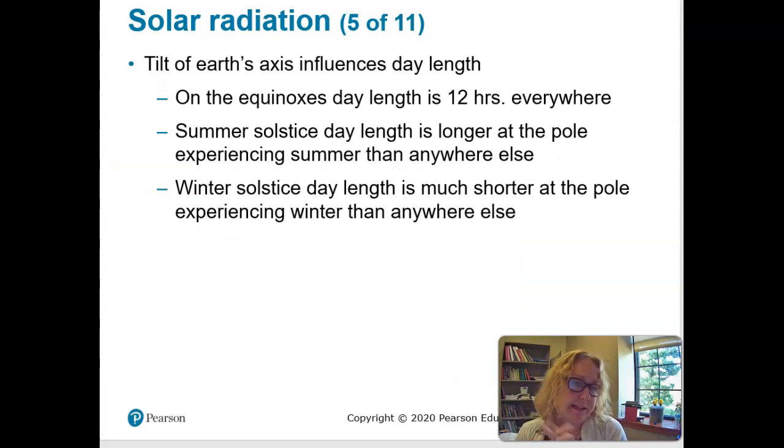So the tilt of the Earth's axis influences day length. On the equinox, day length is 12 hours everywhere. This is what you need to grow poinsettias. The summer solstice is the longest day of summer. The winter solstice is the shortest.